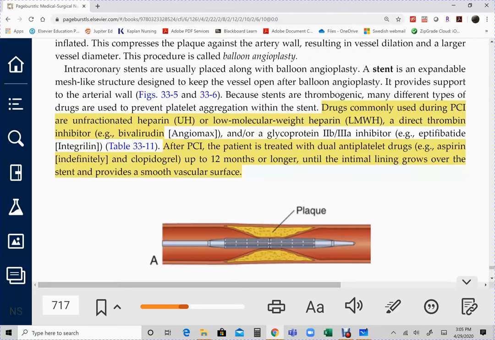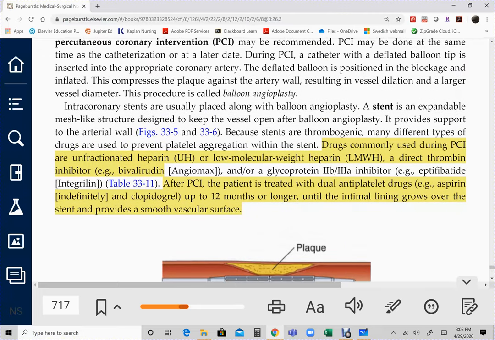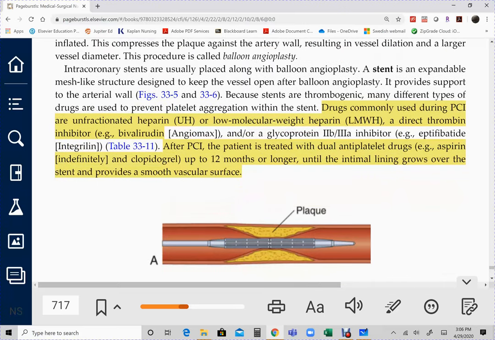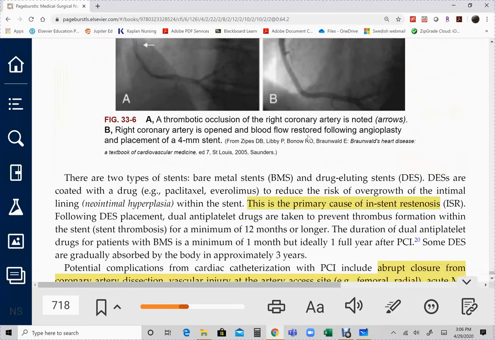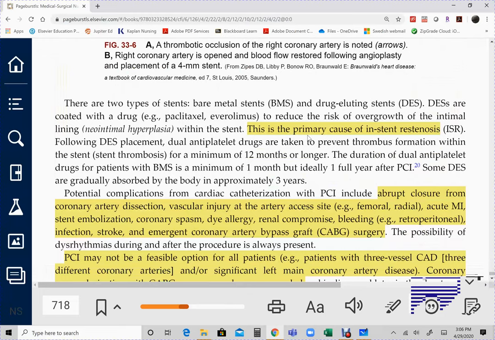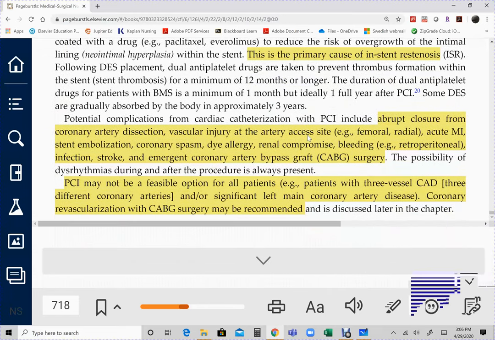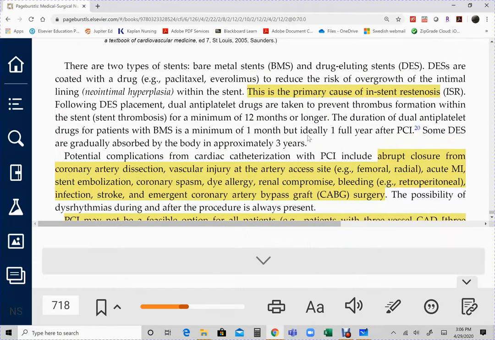Please read here, because there are two stents possibly used here. We have bare metal stents, and we also have what we call a drug-eluting stent. So we can use either bare metal or drug-eluting stents. The DES here, because when you put in a stent in the coronary artery, the intima layer, the endothelial layer, can grow on top of the stent. So it's possible that you could have in-stent restenosis.